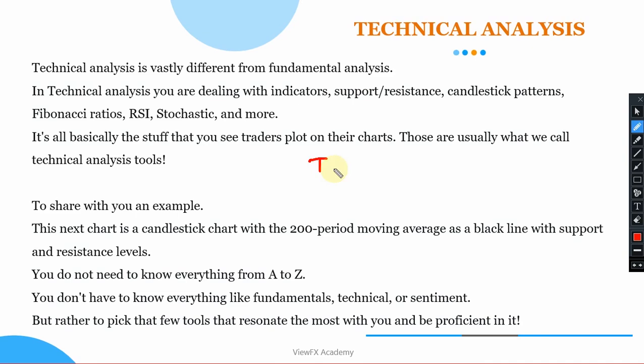If you use support and resistance, anytime you analyze the market using the chart, you are basically doing technical analysis. So in technical analysis, you're dealing with indicators, support, resistance, candlestick patterns, Fibonacci ratios, RSI, stochastic, and more. These are all indicators. So this is basically when you see traders plot on their chart. They are usually what we call technical analysts.